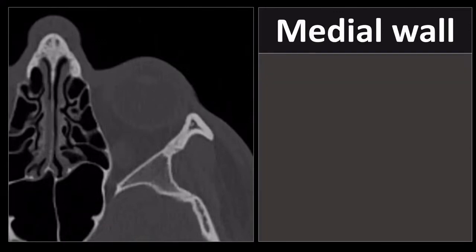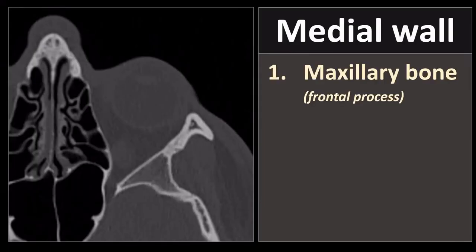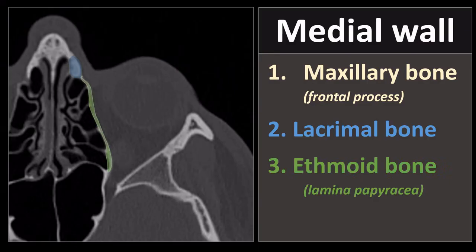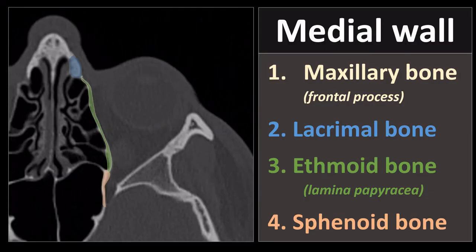Then we have the medial wall, which also has several components. We have the frontal process of the maxillary bone, not visible on these images, located anteriorly and often quite thick, also containing a small opening for the lacrimal sac and canal. We have the lacrimal bone. Then we have the very thin ethmoid bone, also called the lamina papyracea, the paper thin lamina, because it is so thin. And then we have the sphenoid bone at the back.